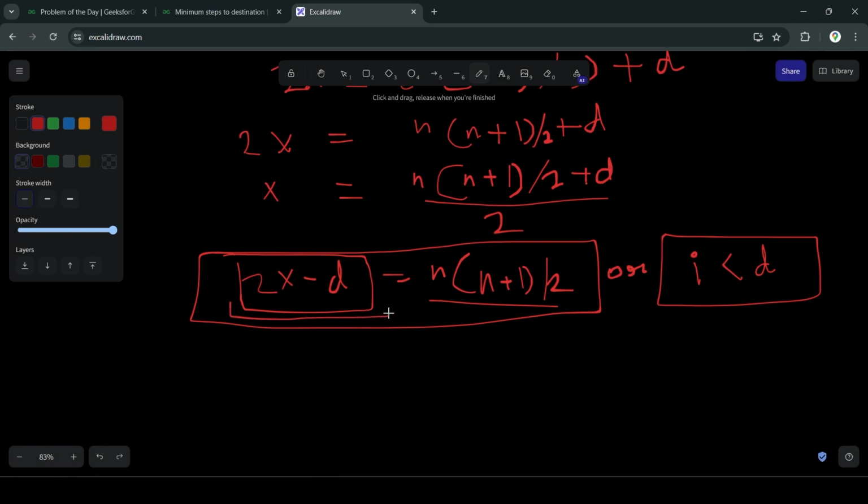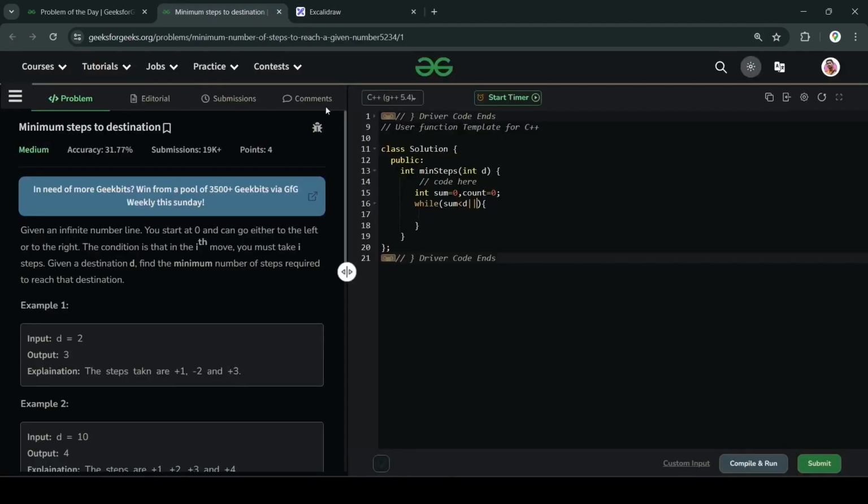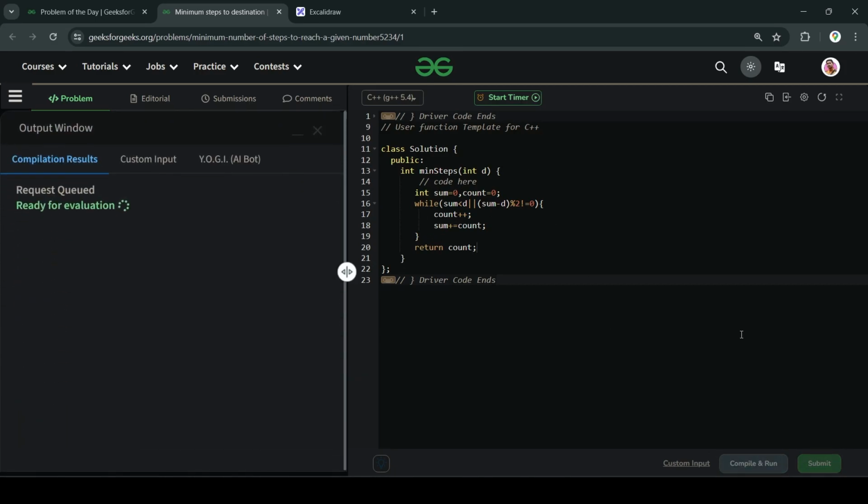So it is basically the sum, because my 2 into x is the sum, and this is the target. So sum minus d should be even. Then we will stop. If it is not even, meaning the mod 2 is not equal to 0, then we have to continue. We cannot stop here. So the sum will be increased by count, and count plus plus. So okay, let us return the count, and that should work. Let us try to submit the code.